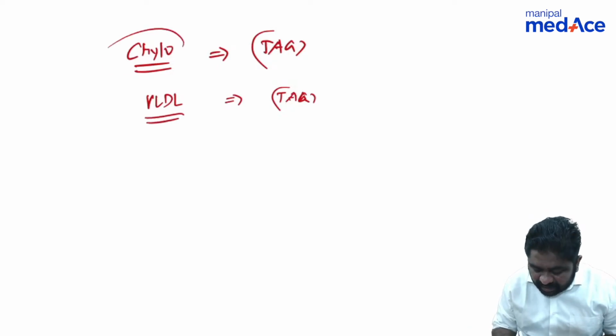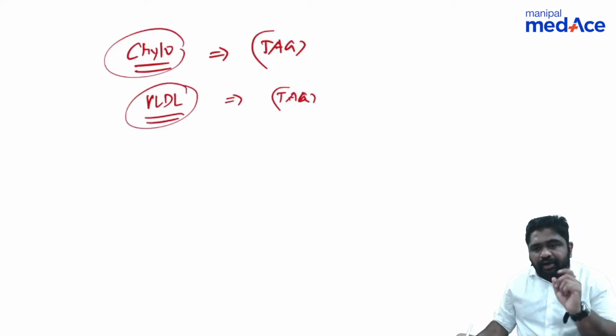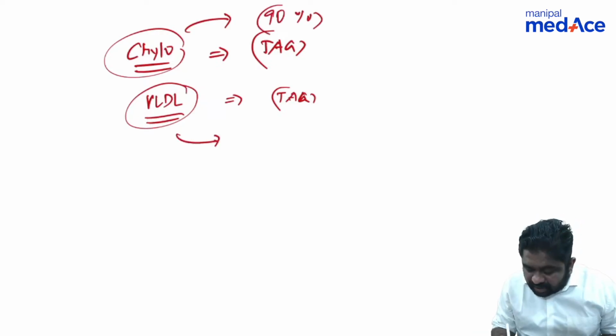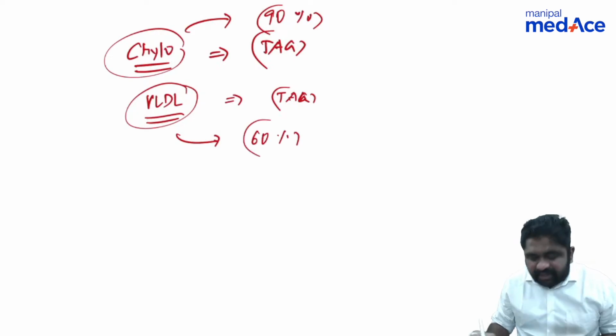Triacylglycerol increases, and it says both chylomicron and VLDL. Now, what are the MCQs raised from here? Chylomicron is made up of 90% triacylglycerol. VLDL is made up of 60% triacylglycerol.